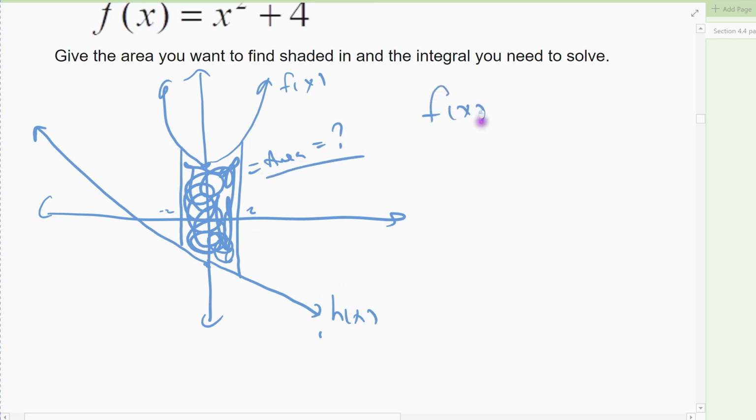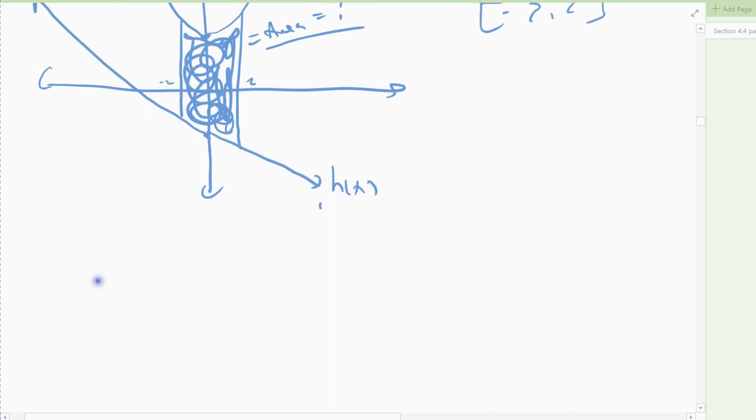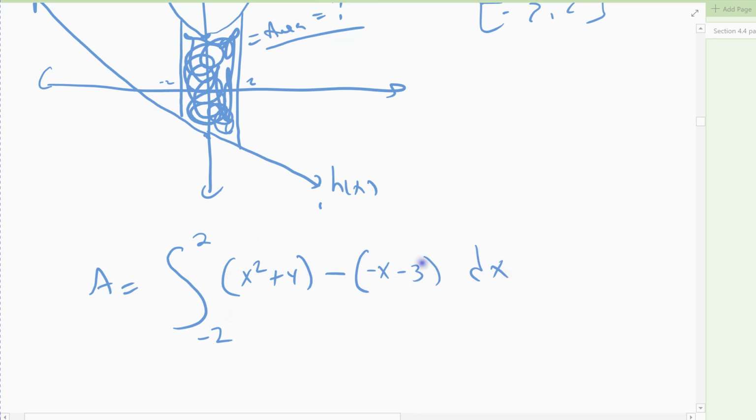Well, I know f of x is greater than h of x over that interval, negative 2 to 2. And so that previous theorem I stated means I can find this area by integrating between negative 2 and 2 the bigger function minus the smaller function. The bigger function was f of x, which was x squared plus 4. Subtract the smaller function, which was the negative x minus 3. If I solve this integration, I find that area.